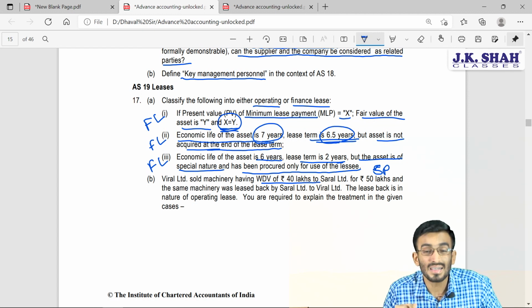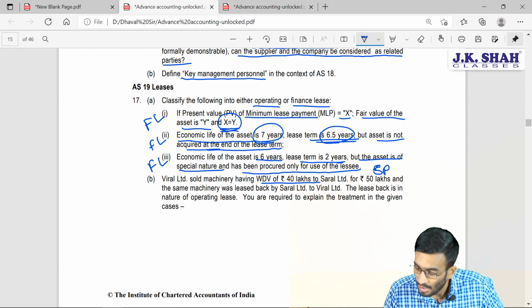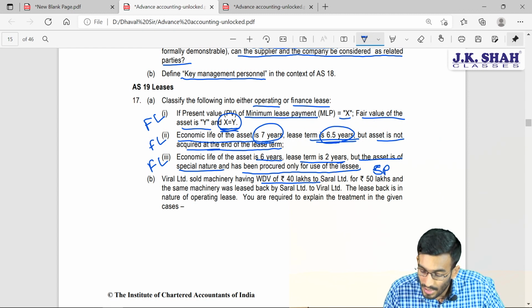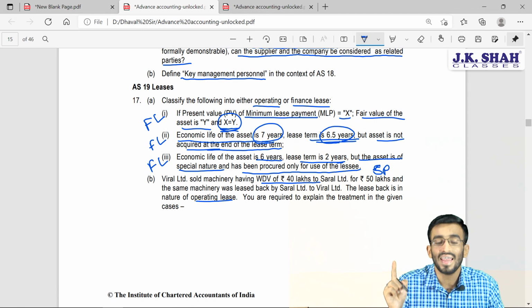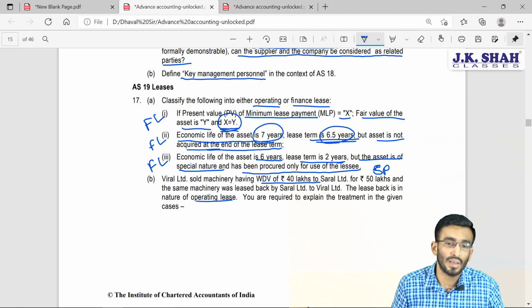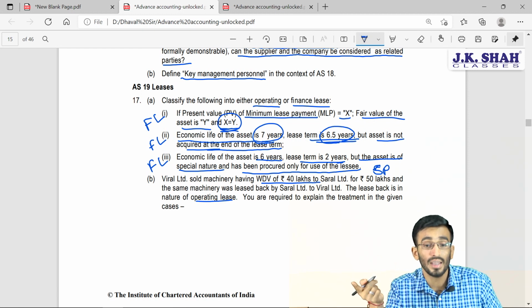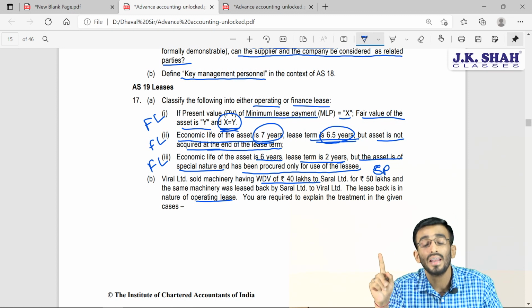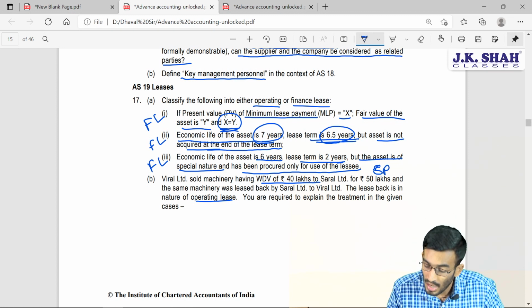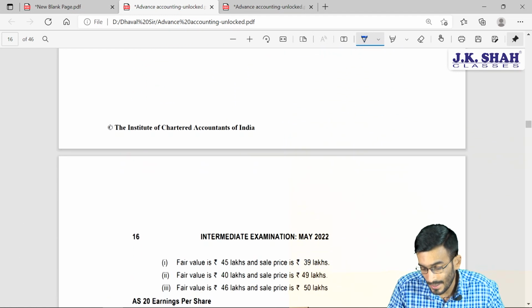Okay, so sir, this is nothing but sale and lease back. The lease back is in the nature of operating lease. So sir, sale and lease back resulting into operating lease. One was sale and lease back resulting into finance lease. Now this is nothing but sale and lease back resulting into operating lease. You are required to explain the treatment in the given cases.